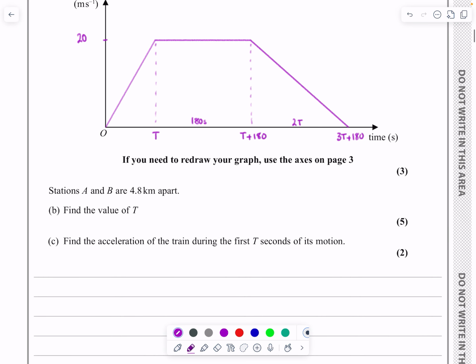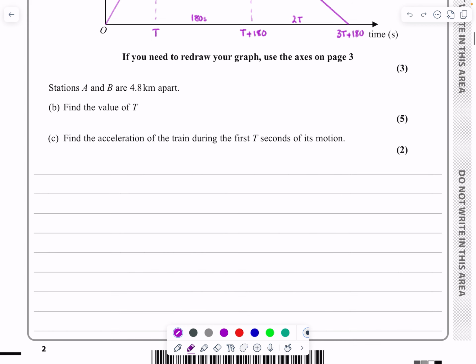It then says for part B, the stations are 4.8 kilometers apart. Can we find the value of t? Yeah, we can absolutely do that. We're just going to use the fact that the distance traveled is going to be the same as the area under this line here. So let's tell the examiner what I'm doing.